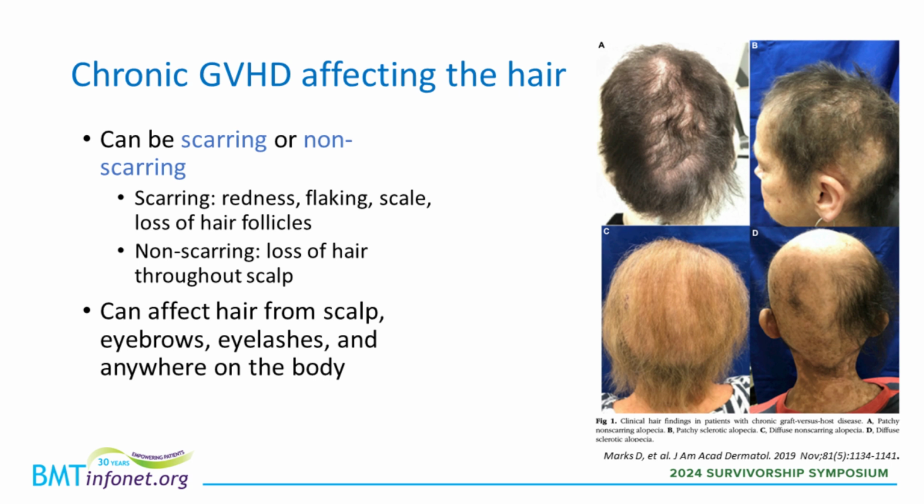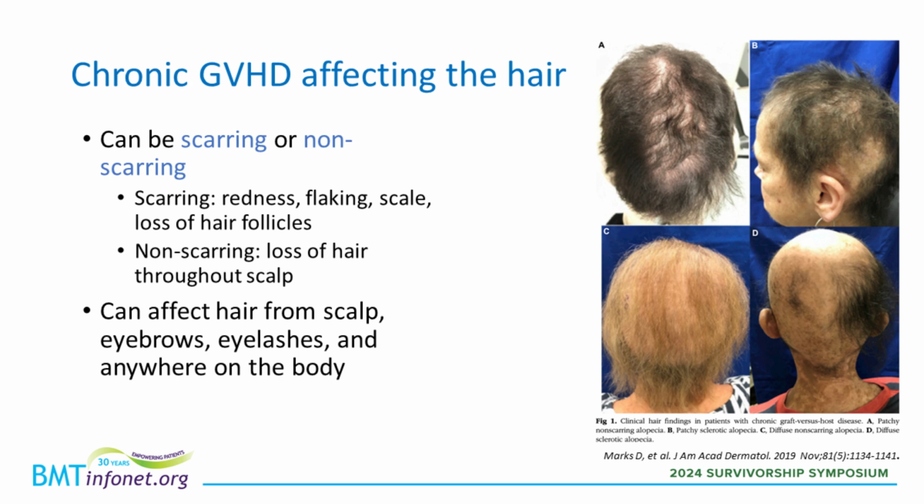Another area that can be really impactful is the hair. There can be a lot of hair changes that happen during the time of transplant and post-transplant, and really with any sort of chronic medical condition. But speaking about graft-versus-host disease specifically, chronic GVHD can show up as both a scarring type of hair loss or a non-scarring type of hair loss.